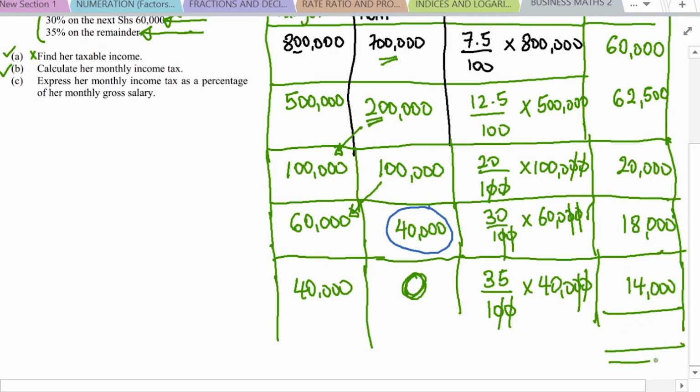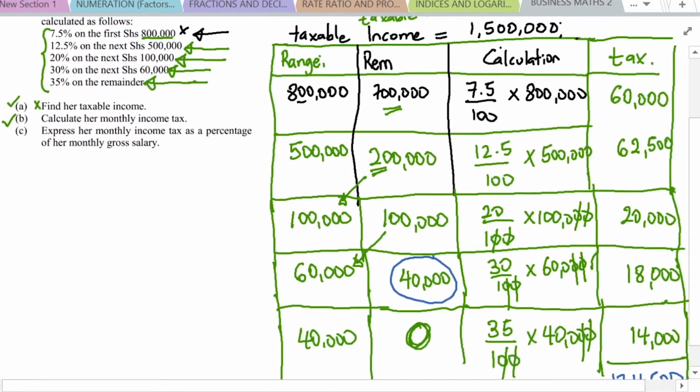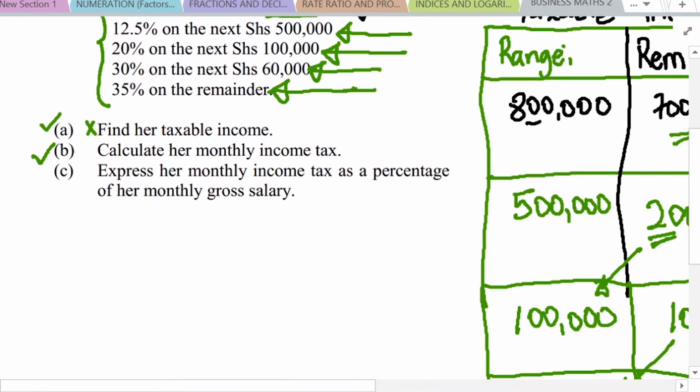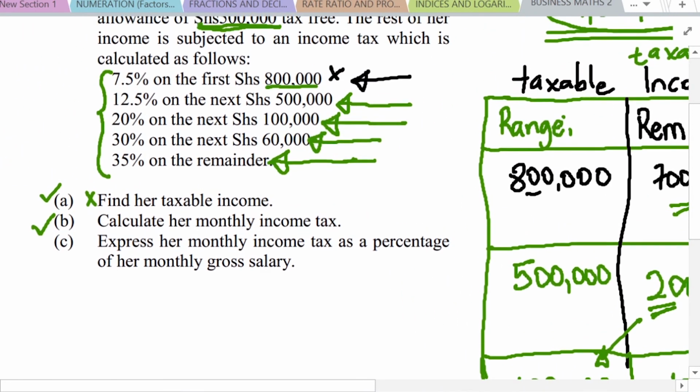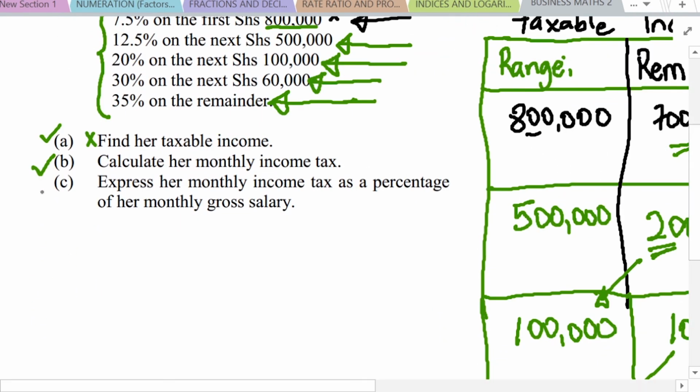So you add up all the tax in the column for tax, and you end up having 174,500. That's how much income tax is paid. So we have answered part B. Calculate her monthly income tax, and that is her monthly income tax. So moving on to part C. Express her monthly income tax as a percentage of her monthly gross salary.